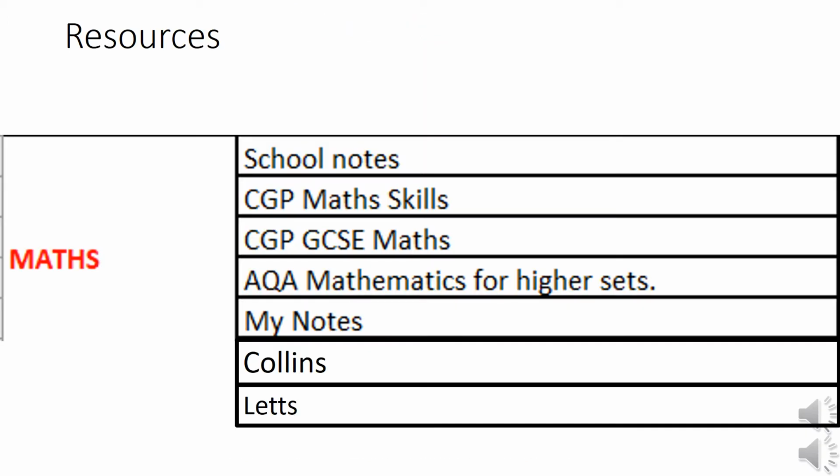And here is a simple list of the resources which I had available to me. So from the top you have your school notes, and when I say notes, I mean working out on questions that I've done. The CGP Math Skills book, a CGP GCSE Maths book, the AQA Mathematics for Higher Sets, and my own notes, which is my own practice questions. In addition, you have the Let's GCSE Success workbook and the Collins GCSE Maths book.